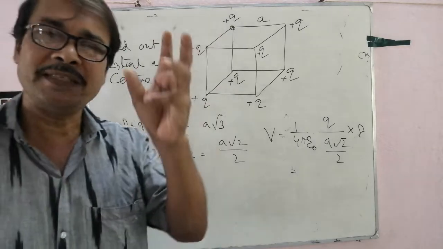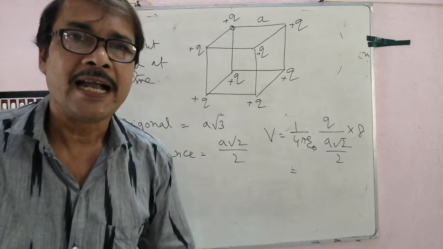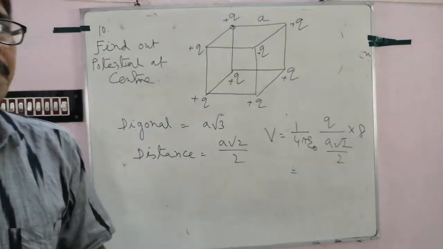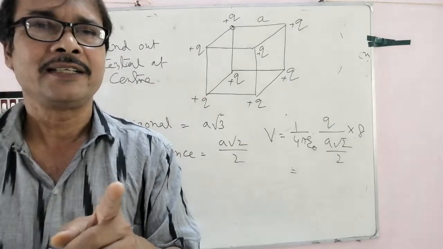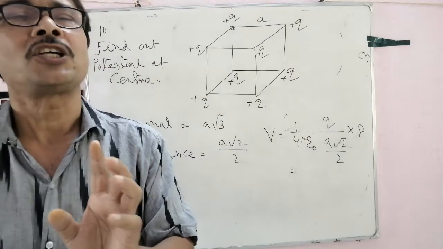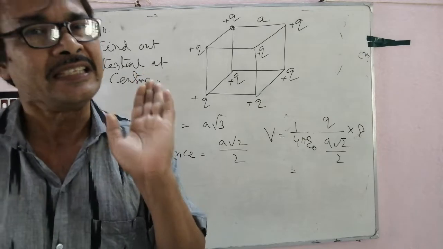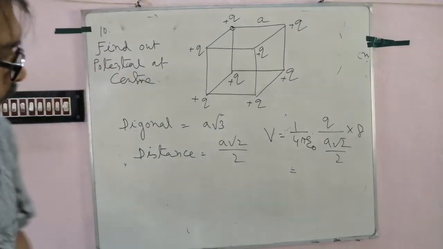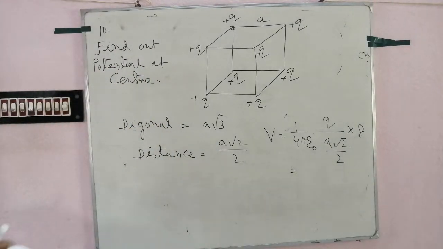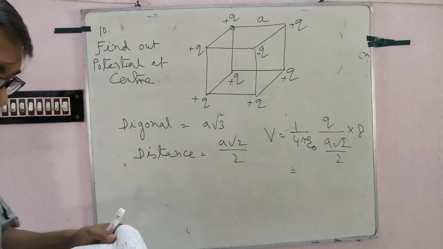Another question: what will be the electric intensity of electric field at the center of a cube if at every corner equal and same nature of charge is placed? So field is nil at the center. Clear? Now next question, number 11.